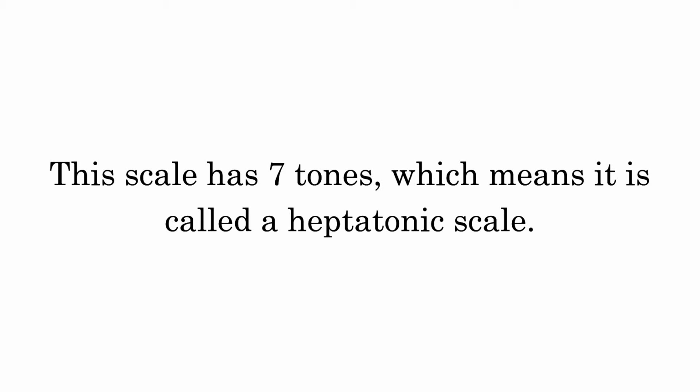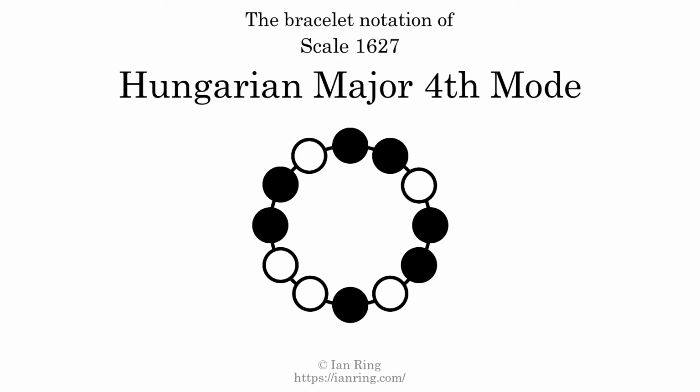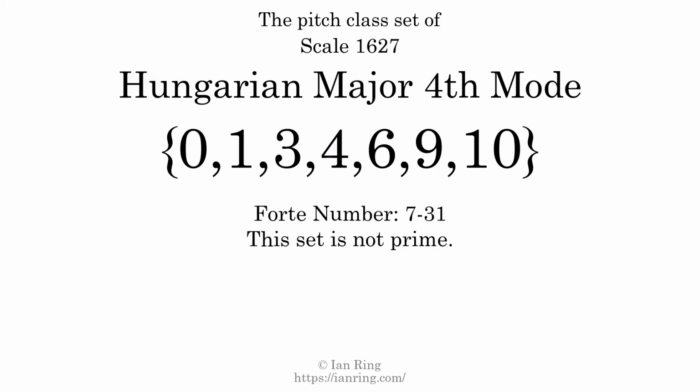This scale has 7 tones, which means it is called a heptatonic scale. This is a bracelet notation diagram of scale 1627. The shaded circles represent tones that appear in the scale, and they are read clockwise, starting at the top. The pitch class set for this scale is 0, 1, 3, 4, 6, 9, 10. The forte class is 731. This set is not prime.